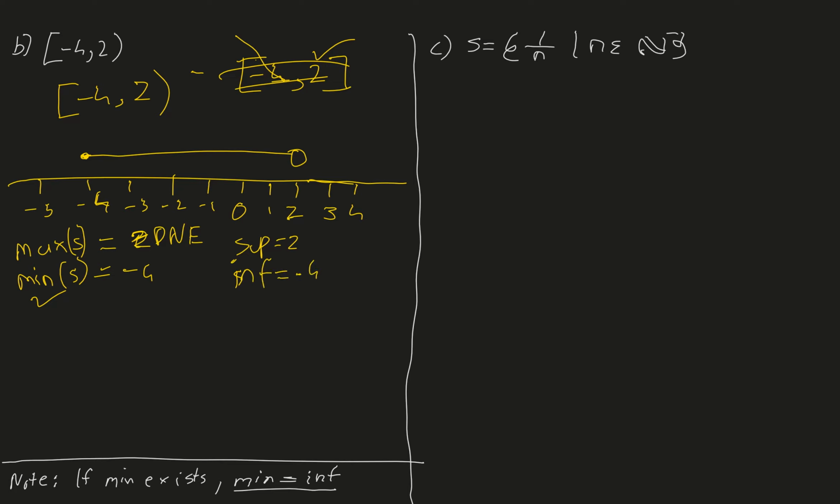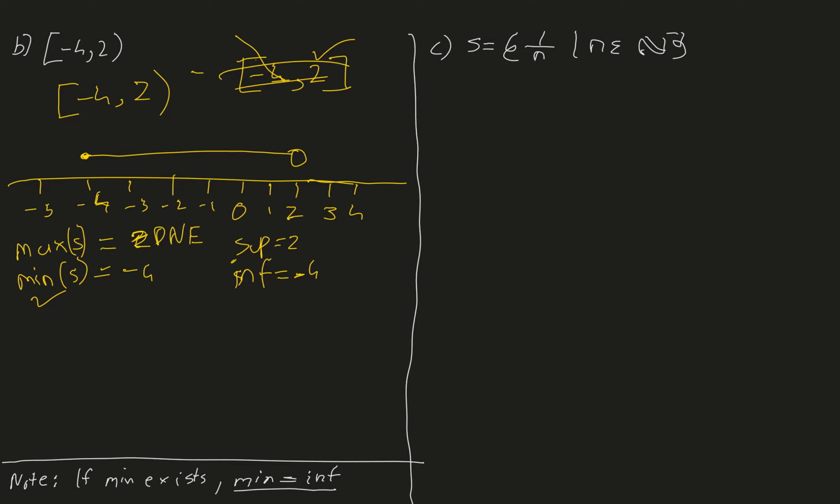Supremum is the least upper bound, and infimum is the greatest lower bound. Sorry about that. Supremum is the lowest upper bound, and 2 is an upper bound for the set because it's greater than or equal to all other elements, and it is the least upper bound. So for example, 3 is an upper bound, 4 is an upper bound, but 2 is the least upper bound.